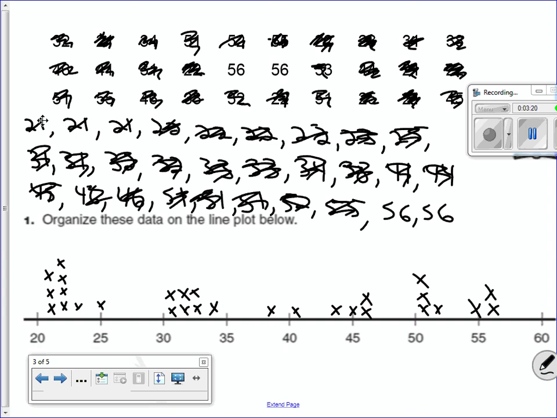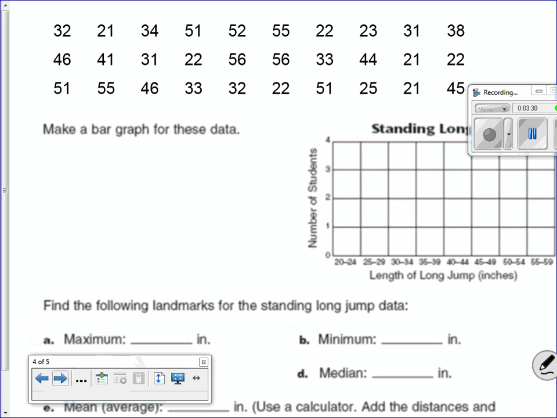This is one way of organizing the data. So when I'm looking at this right now, I can see that I have 3 21s and I have two 56s by just looking at this plot. Now, another way to be doing this is we can make it a bar graph for this information. So I'm going to show you how to do that.